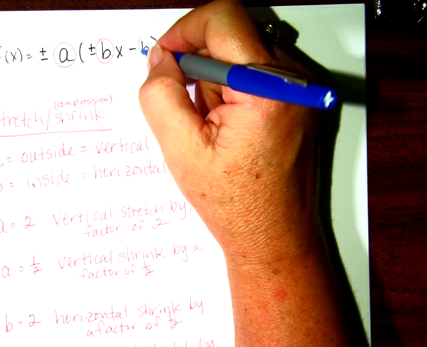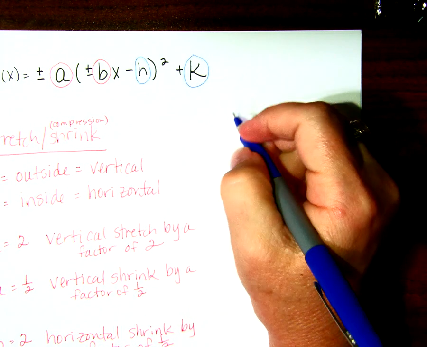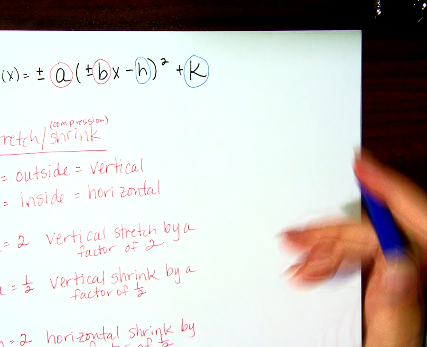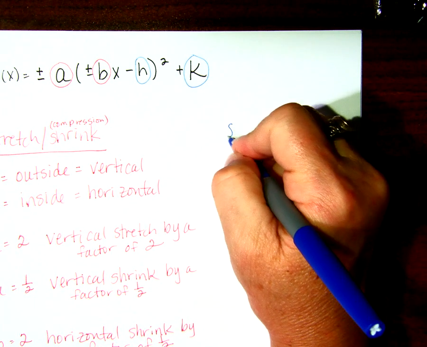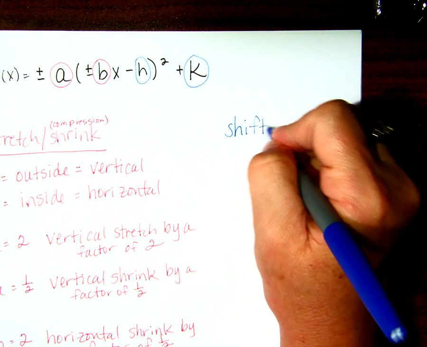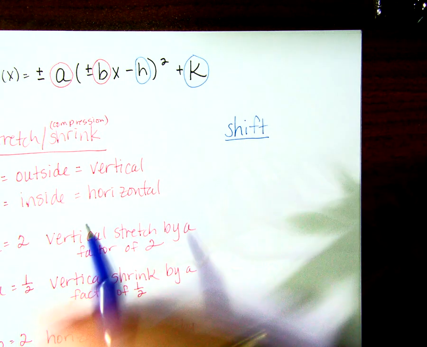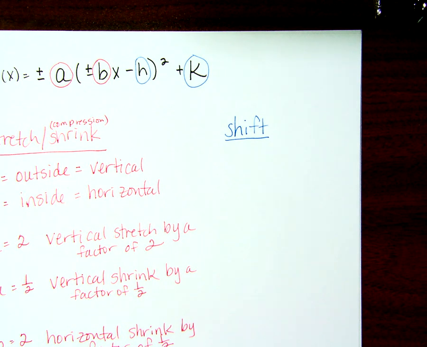So what about H and K? What kind of movement does H and K cause? Shift. And what's the most important part of this word? The F. Excellent. We got to remember it. Without the F, it's something completely different.